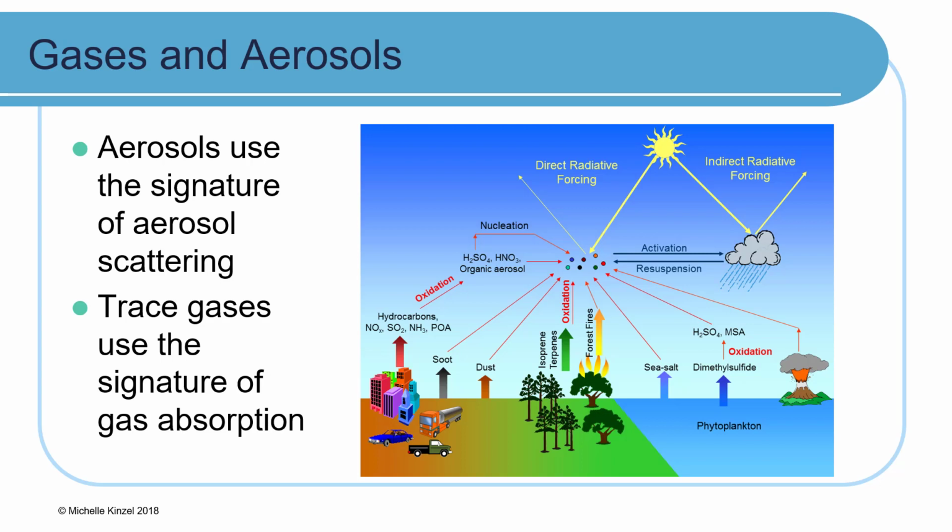With gases and aerosols, aerosols use the signature of aerosol scattering, and trace gases use the signature of gas absorption. So those are the spectral signatures that are used to study pollution, direct radiative forcing, indirect radiative forcing, etc.